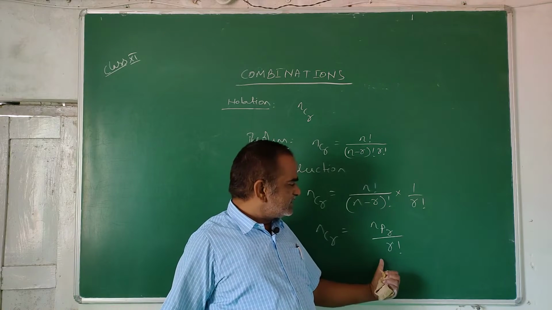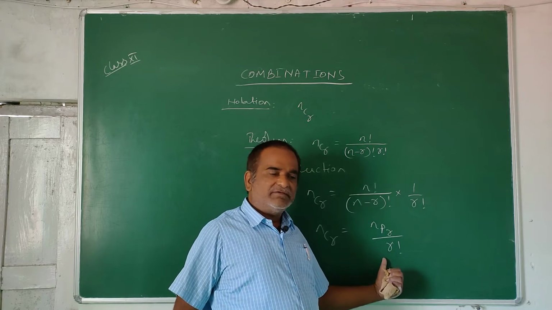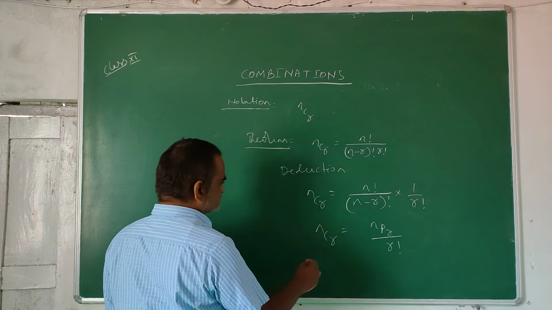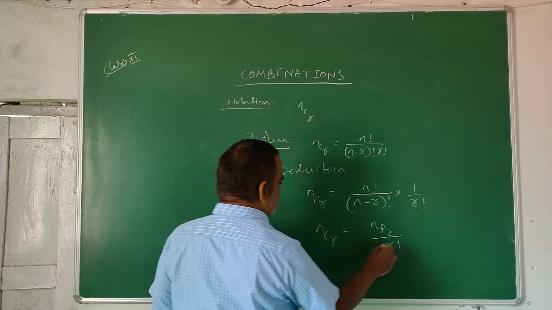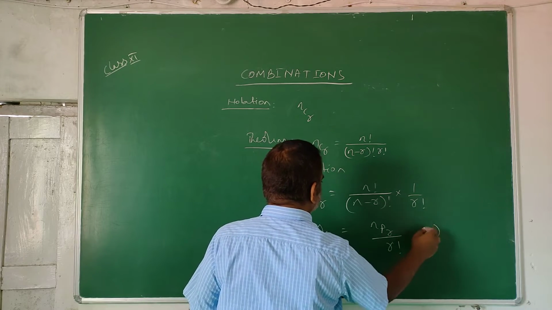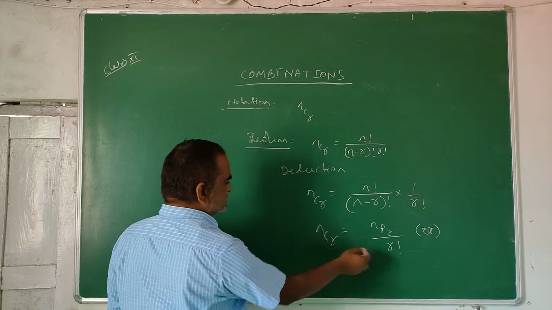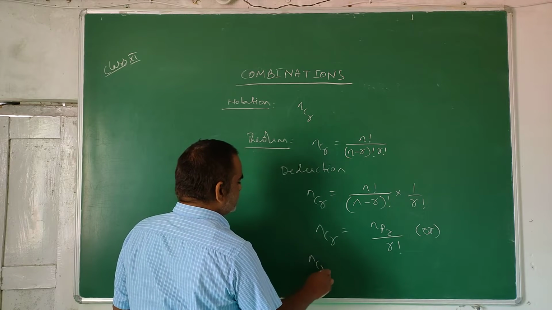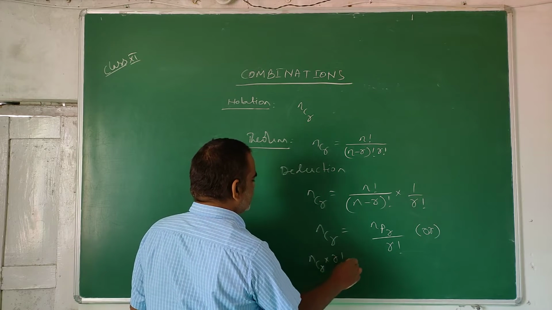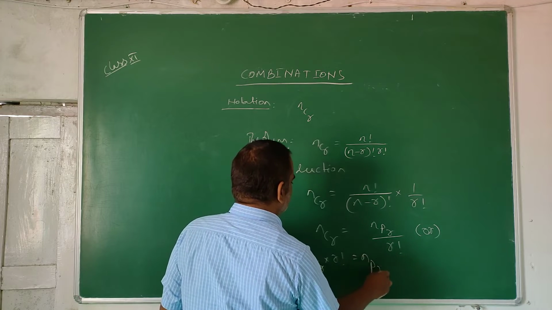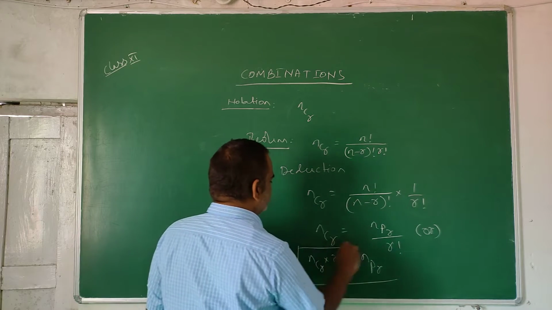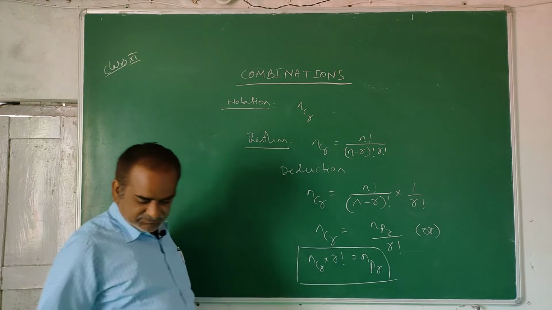Did you understand? Or if you cross multiply, nCr into r factorial is equal to nPr. So like this also you can use.